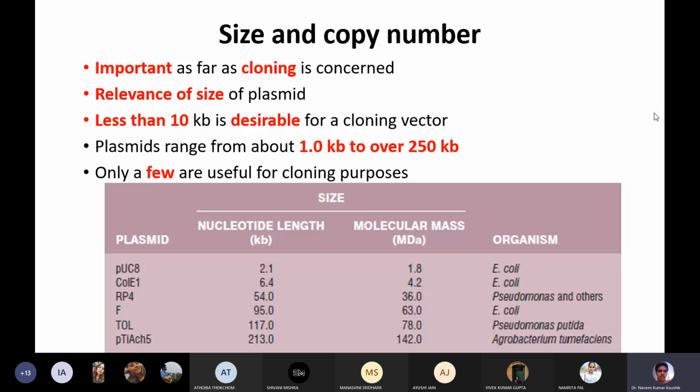But when you're talking about a cloning vector, it is easy to use when the size is less than around 10 kilo base pairs. Larger plasmids can also be used, depending on what type of experiment you are performing; you will choose different plasmids. These two are going to be important for you, pUC8 and the Agrobacterium plasmid, but you need to bring the size as low as possible.